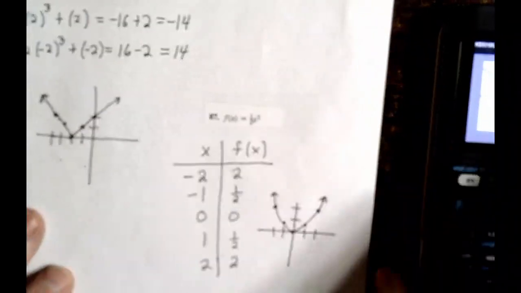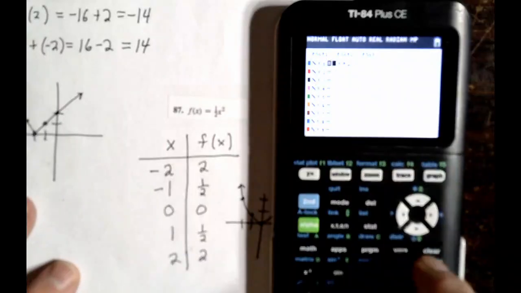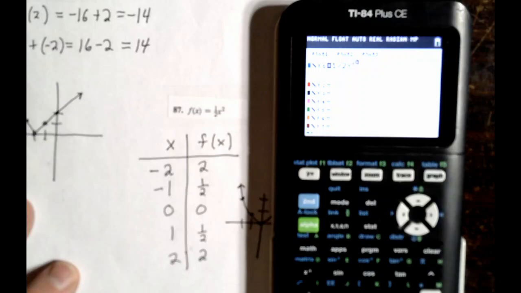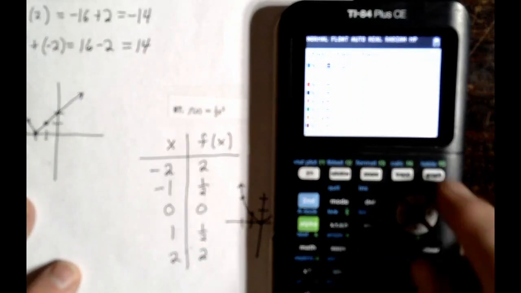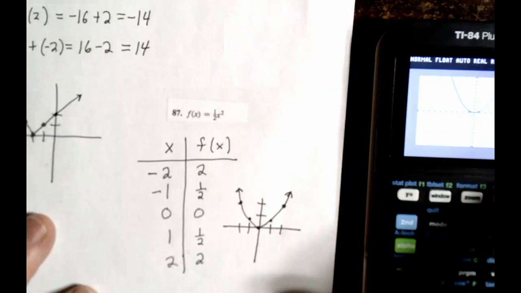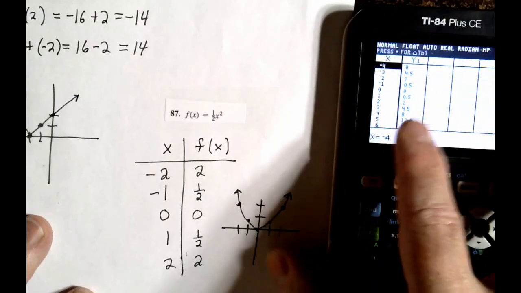Then 1/2 x squared, you can graph that one. You can type in 1 divided by 2, x to the power 2. It gives you 1/2 x squared. And that's what it looks like. And again, if you want to see the table values, just hit second graph, and it gives you all your table values. And there you go.